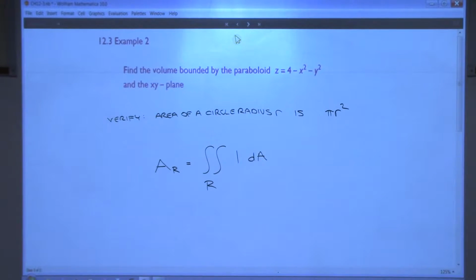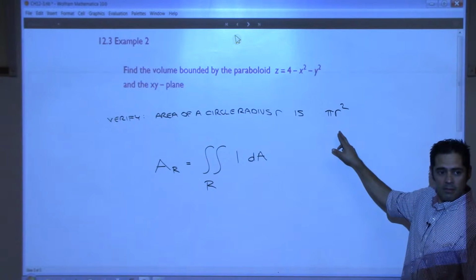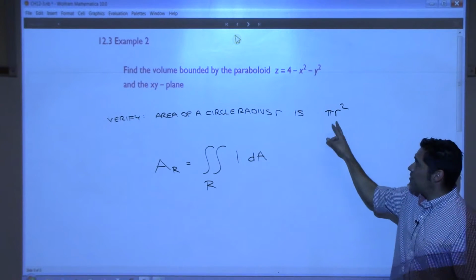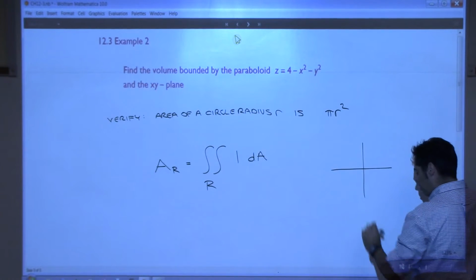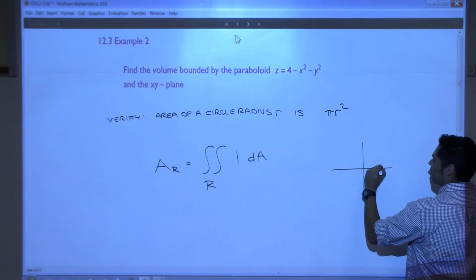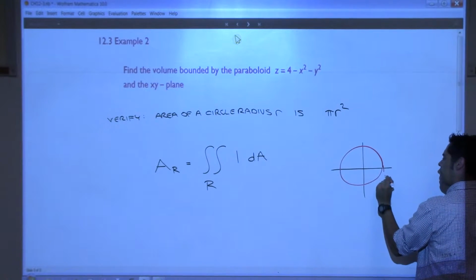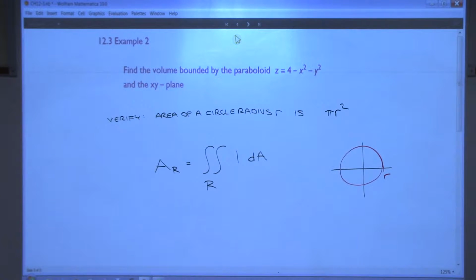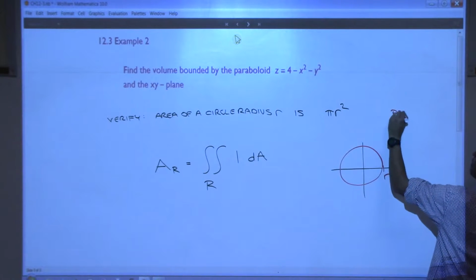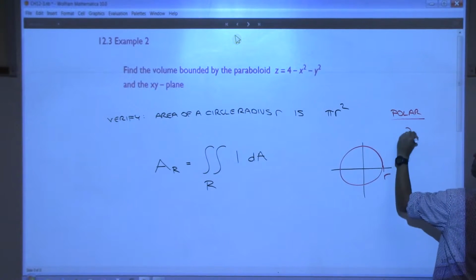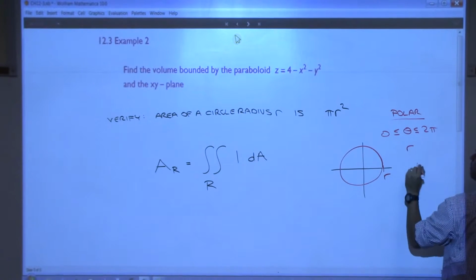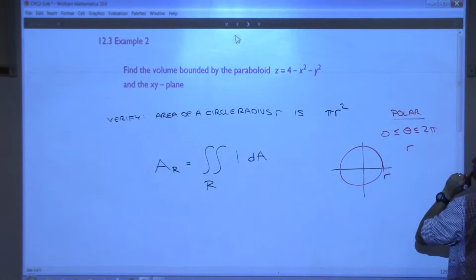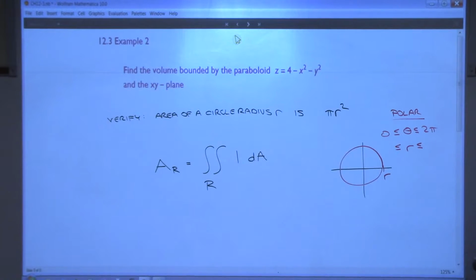Okay, what I want to do is find the area of a circle. So that's going to be my region. Let's draw it, an arbitrary circle, radius r. That would make a wonderful polar region, wouldn't it? In fact, in polar, my restrictions would be very nice. Theta's between 0 and 2 pi, and r's, ooh, this is r. We have trouble here. Do you see the trouble we have?